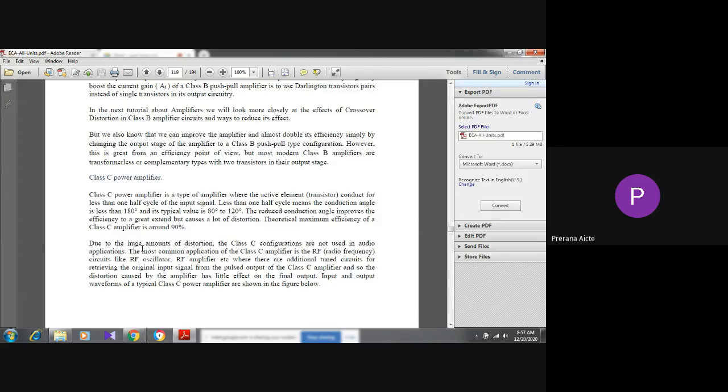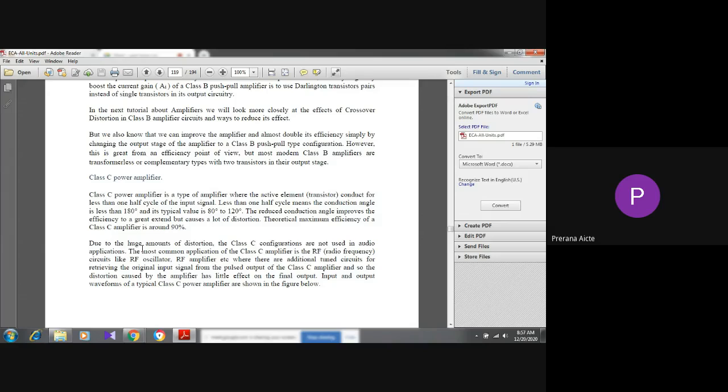Whenever the conduction angle is decreased, the efficiency will be more, but there is a chance of high distortion. Due to the huge amount of distortion, class C is not used in audio applications, so that is the drawback. In class C, distortion will be high. At the same time, efficiency is also high, and distortion is also high. So with this, we can't use class C in audio applications.